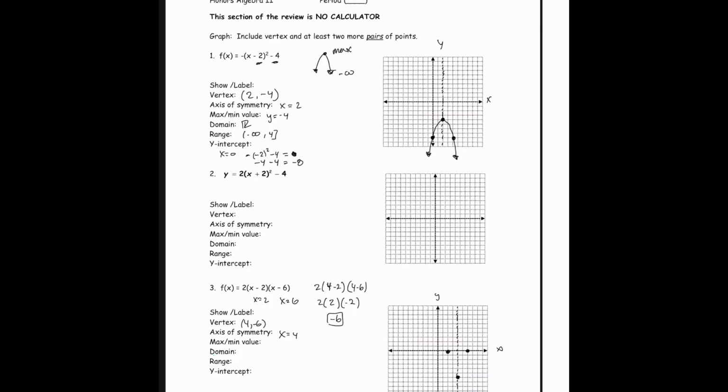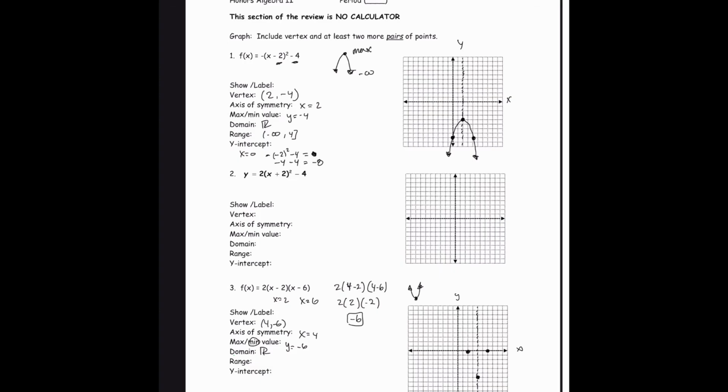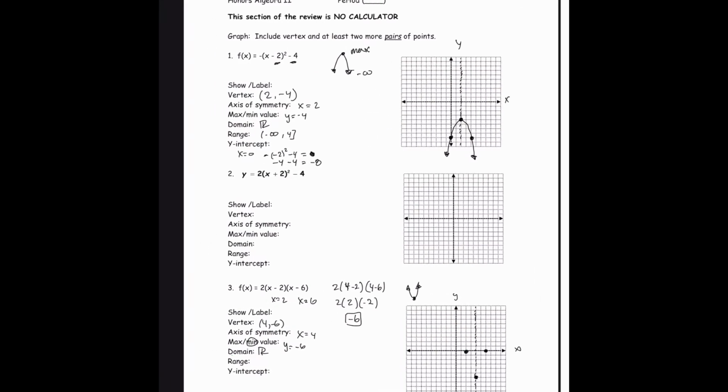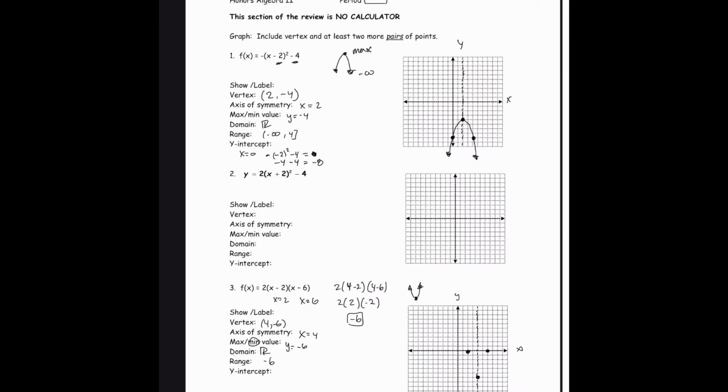The min or max value. So this is going to open upward. So the vertex is a min at y equals negative 6. The domain, all real numbers, right, because it's quadratic. The range is going to go from the vertex up towards infinity. So the vertex starts at negative 6, including negative 6, all the way up to infinity.